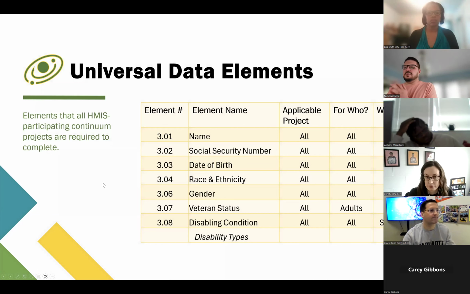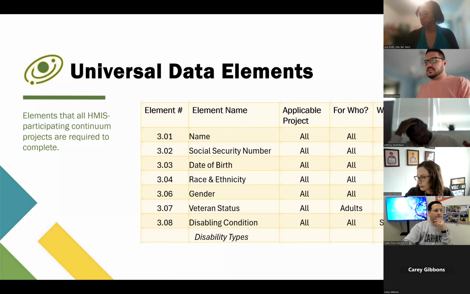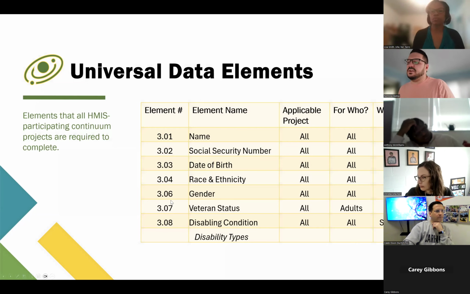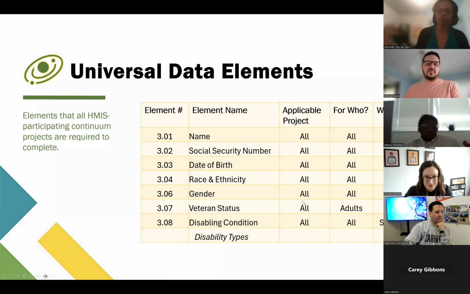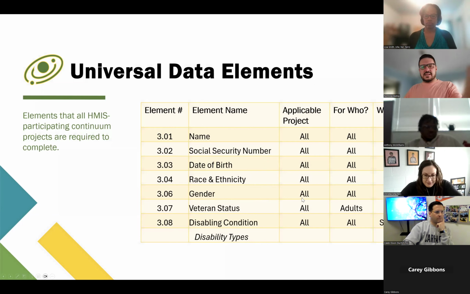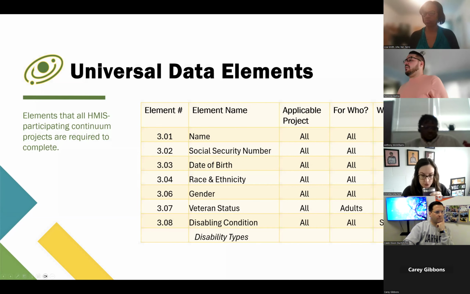All right, so the universal data elements. These are elements that all HMIS participating continuum projects are required to complete or collect. I just put the element number here because I'm a nerd, but the element name is what you should probably worry more about. I have what applicable project, whether it's the SSO or the THRRH, and then for whom, so what persons need this collected, and then when you would collect it.